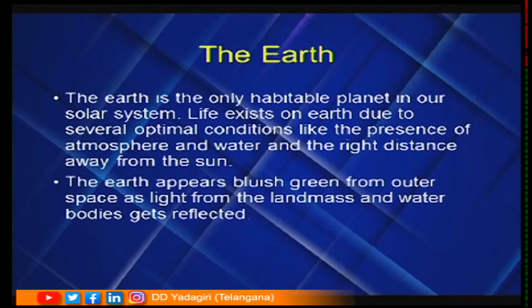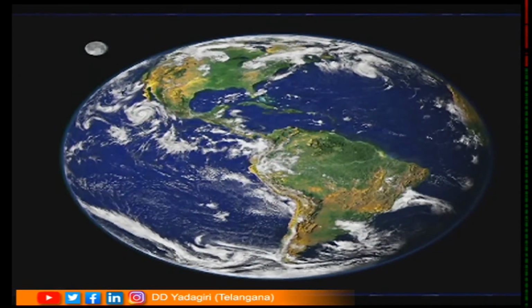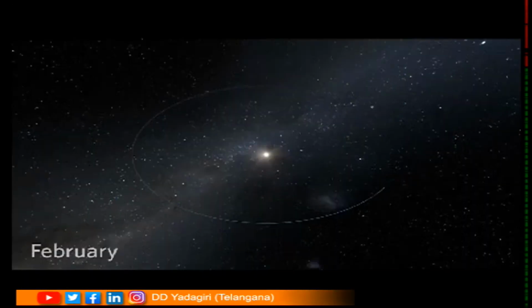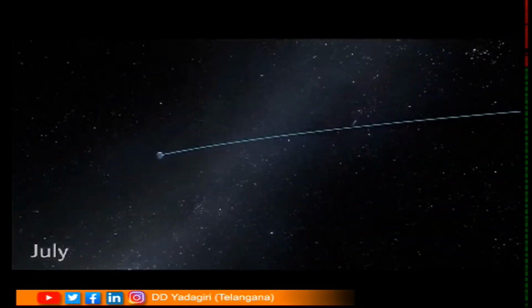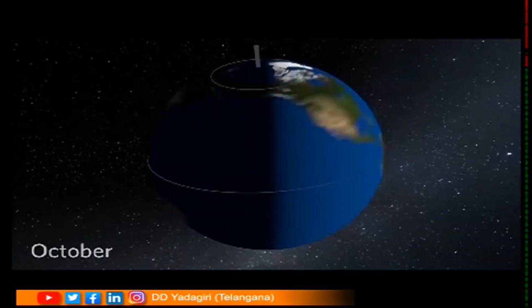Coming to Earth, it is the only habitable planet in our solar system. Life exists on Earth due to several optimal conditions like the presence of atmosphere and water. The Earth appears bluish green from outer space as light from the landmass and the water bodies gets reflected. You can see it as a blue colored object because 71% of Earth is covered with water, and you can see this is the natural satellite of Earth. What is it? It is the Moon. Earth has only one natural satellite. What is it, children? It is the Moon. The Earth's axis of rotation is tilted, which causes seasonal variation.